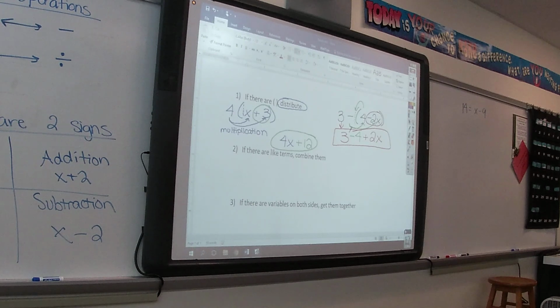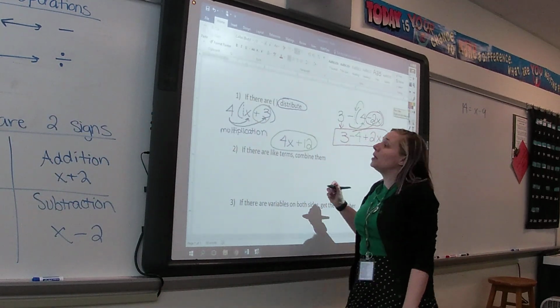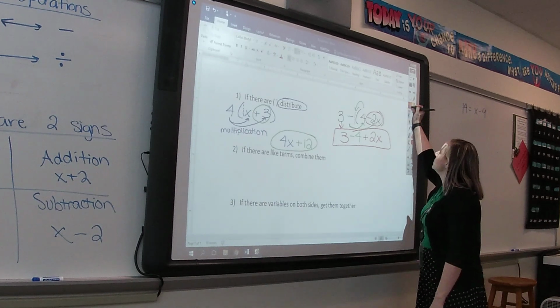Okay, so our step 1 is always going to be to get rid of those parentheses. Questions there? Nope. Our step 2 is going to be to combine like terms.